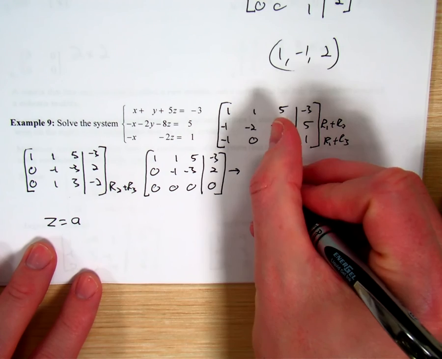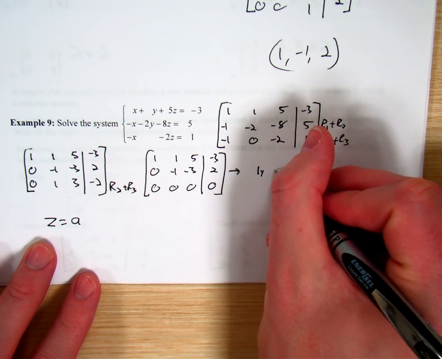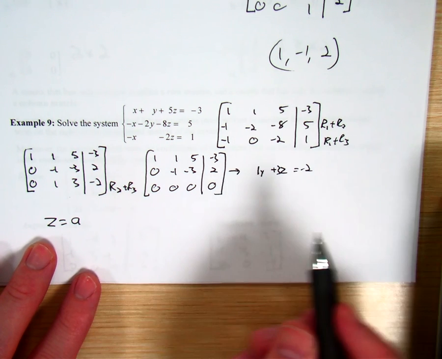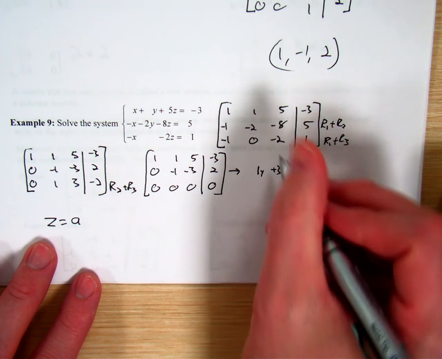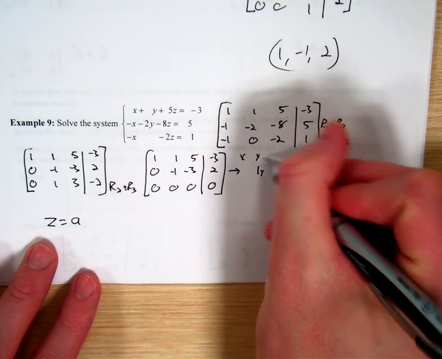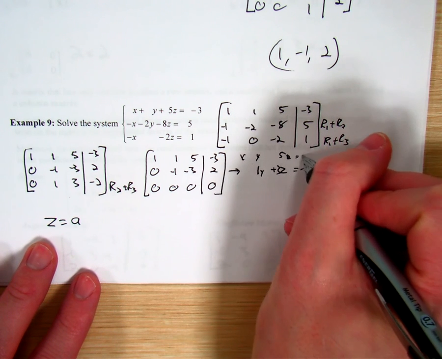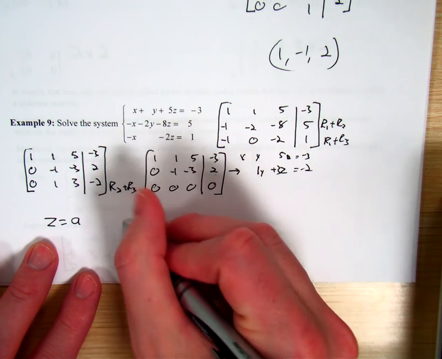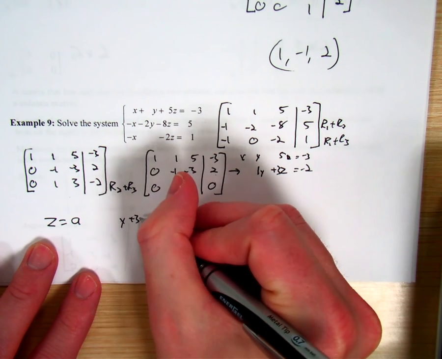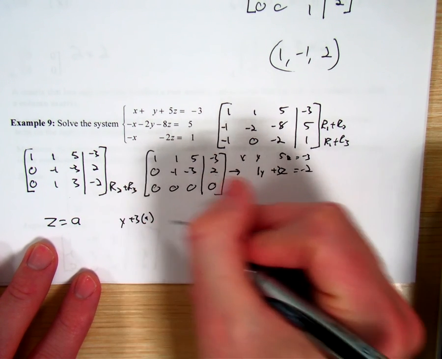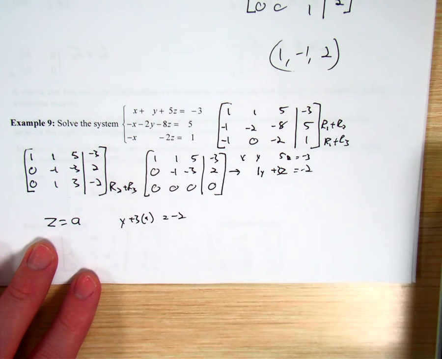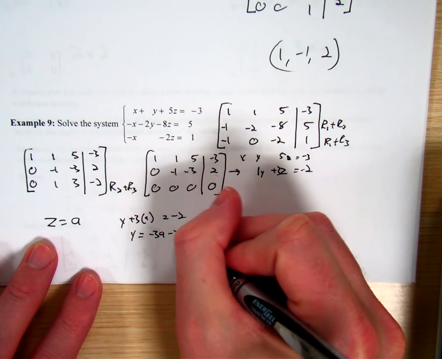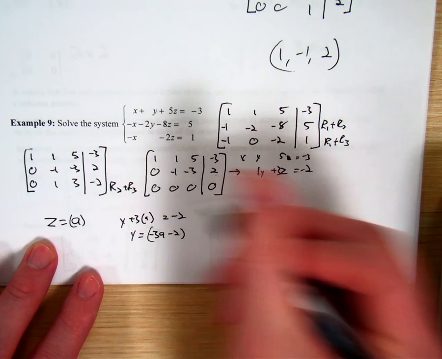And I'm going to cheat a little bit. I'm going to flip this to 1y plus 3z equals negative 2. Now I'm going to flip it. X, y, 5z, negative 3. So I'm going to flip this to positive, positive, negative. So now we have y plus 3 times z, which is a, equals negative 2. Y equals negative 3a minus 2.